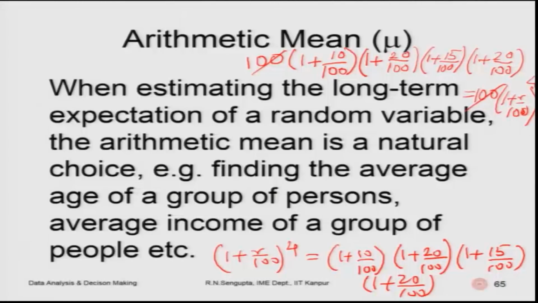So, let me continue reading. When estimating the long term expectation of a random variable, the arithmetic mean is a natural choice. For example, finding the average age of a group of persons, or the average income of a group of people. Based on this we can do the calculation.